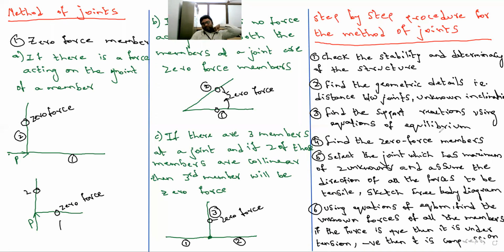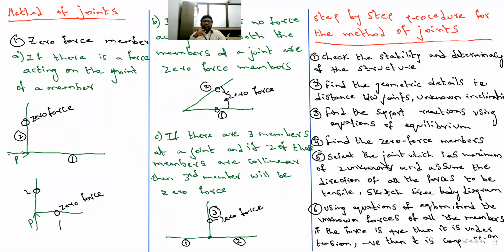Find zero force members. Select the joint which has two unknowns, and assume the direction of all the forces to be in tension. Sketch the free body diagram. Now, using the equations of equilibrium, calculate forces in all the members at the joint.